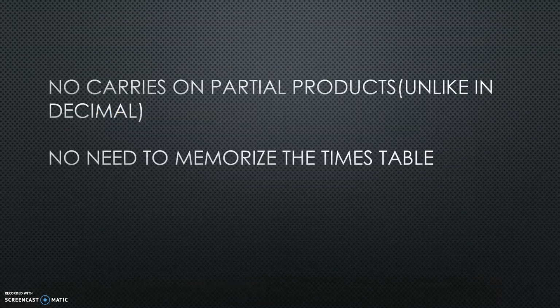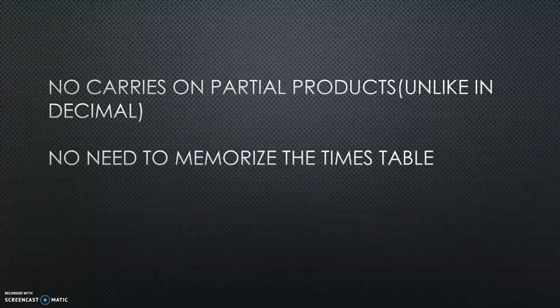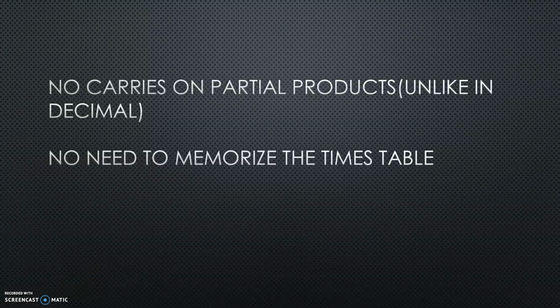One of the advantages of binary multiplication compared to decimal multiplication is that there are no carries on partial products. We don't have to memorize the times table when we do the multiplication, like 4 times 6 is 24. We only need to remember the multiplication of 1 and 0. 1 times 1 is 1, 1 times 0 is 0. So it's much faster, easier, and more convenient to calculate compared to decimal multiplication. That's pretty much it.